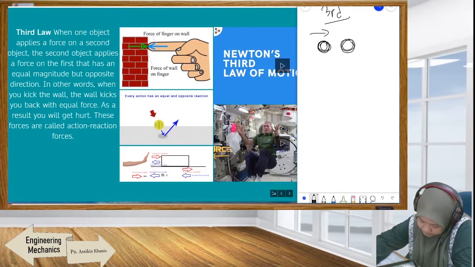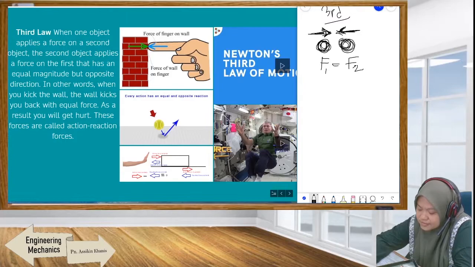Okay, a force on the first that has an equal magnitude but opposite direction lah. So maksudnya bila objek yang pertama ni dia kenakan force pada objek kedua, so objek kedua ni akan dapat nilai force yang sama. Okay, magnitude yang sama, F dia sama dengan F2, tapi arah pergerakan dia akan jadi opposite, akan berbeza lah. Okay, so yang objek first akan ke kanan, objek second akan ke kiri.